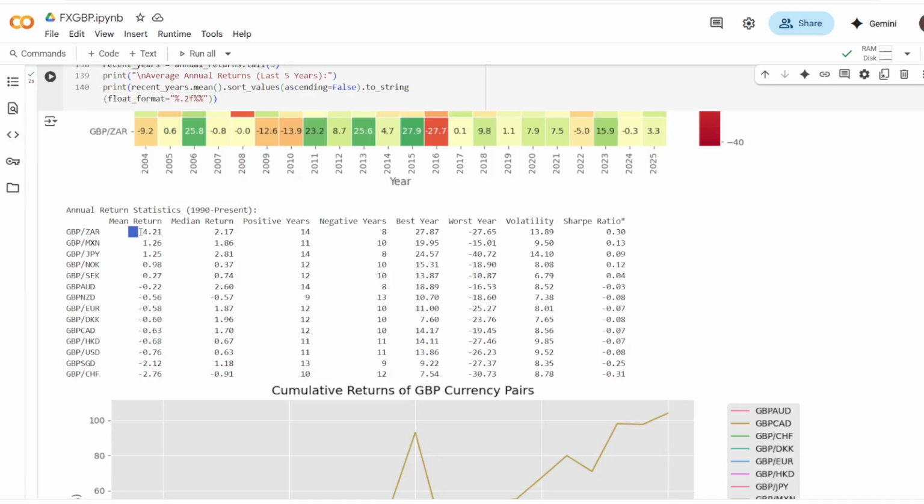which has a mean return of 4.2%, a median return of 2%. It boasts 14 years of positive return, 8 years of negative return. The best year has returned 27.8%, worst year minus 27. It's completely normal because we have a mean reversion.